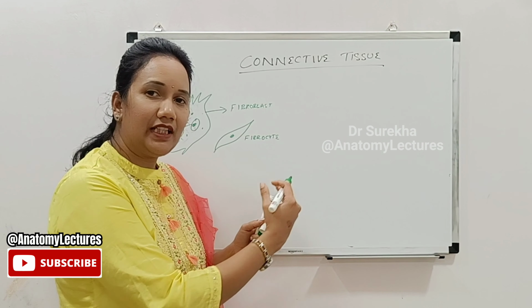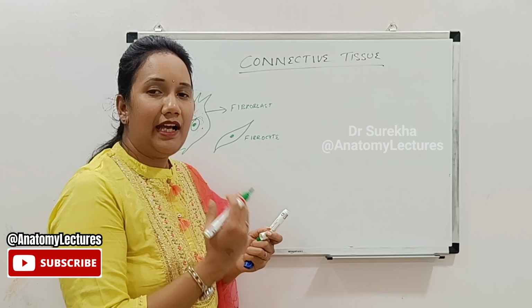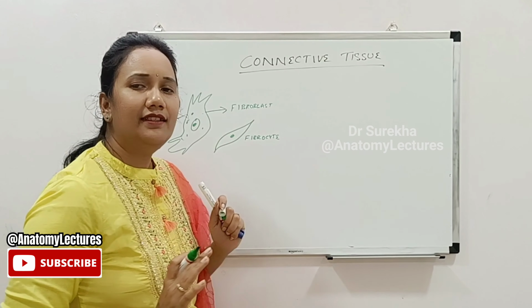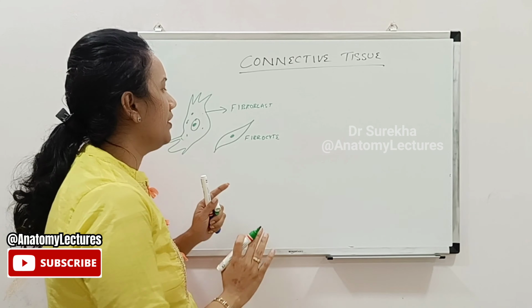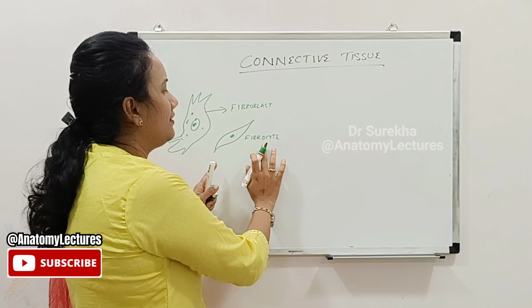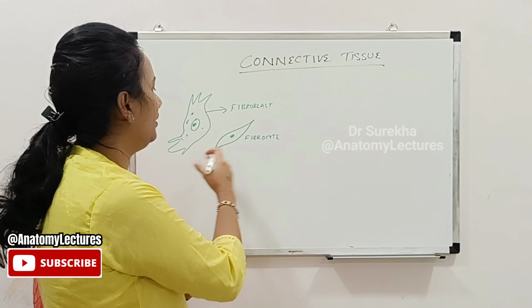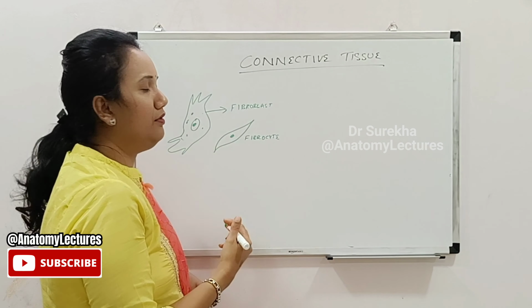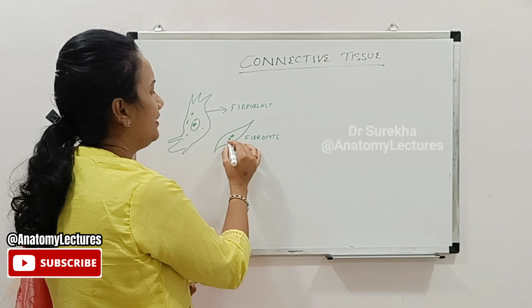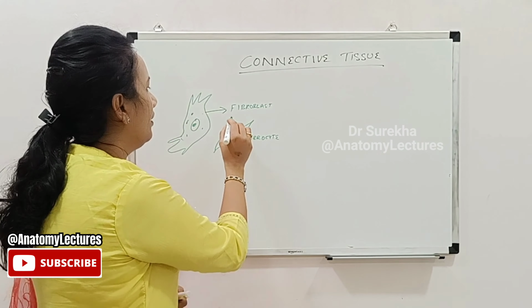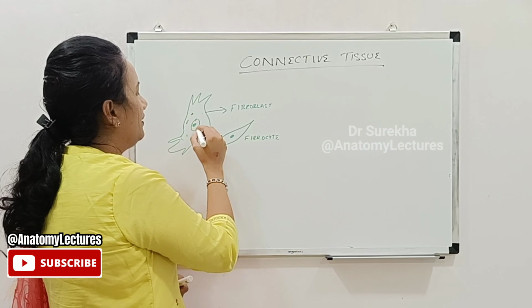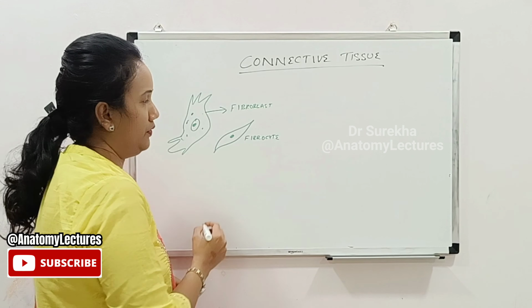So we have seen the different types of fibers: collagen, elastin and reticular fibers. All these are produced by the fibroblast. So the inactive form of fibroblast is fibrocyte. Whenever there is a requirement, it will get activated to form the fibroblast. So fibrocyte is a spindle shaped cell. Fibroblast has an irregular outline with a centrally placed nucleus.